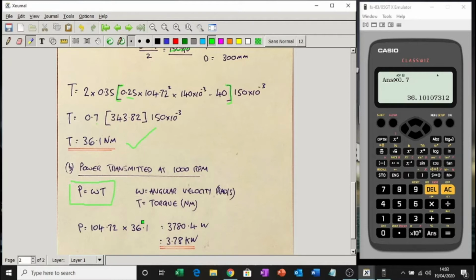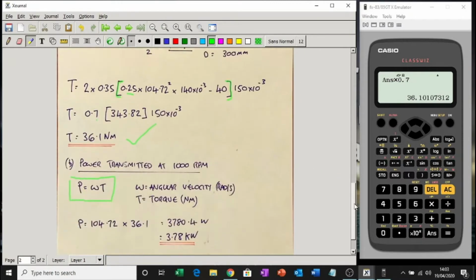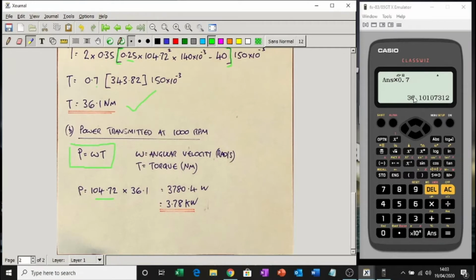Times by the angular velocity, which is, again, 104.72. So it's 36.1 over here, look, times by 104.72. I leave my torque in there, a bit more accurate. This will give me the power. So 378, or 3.78 kilowatts. That's how much power will be transmitted by that clutch. Power to the output shaft.